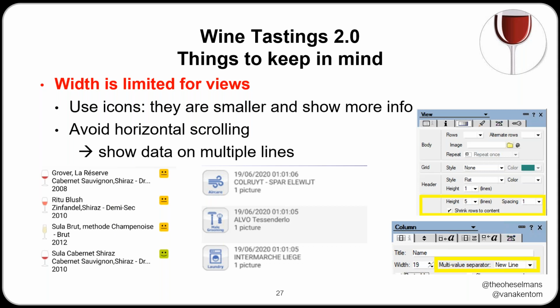Another thing you can do is make use of the height of your rows. You can set the height of a row to multiple lines, and when you use the multi-values separator, you can put your data below each other instead of in columns next to each other, and then you can show more data on a smaller screen.